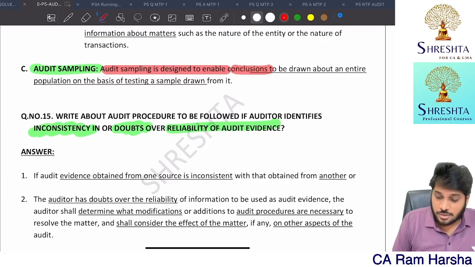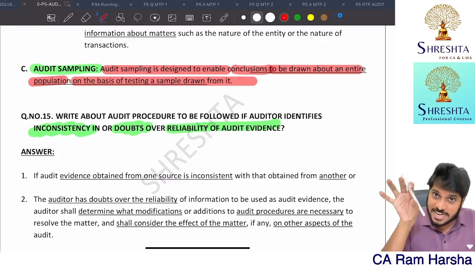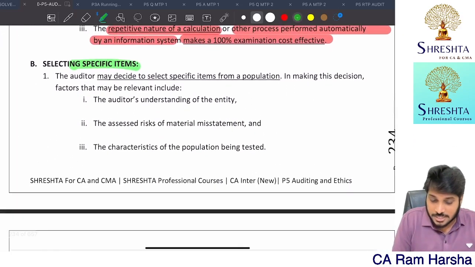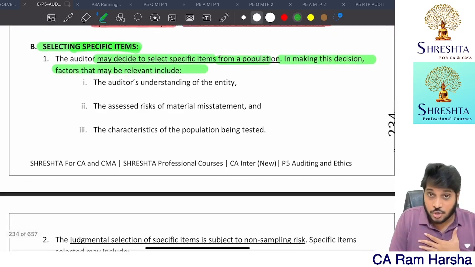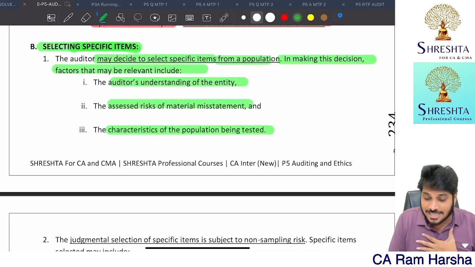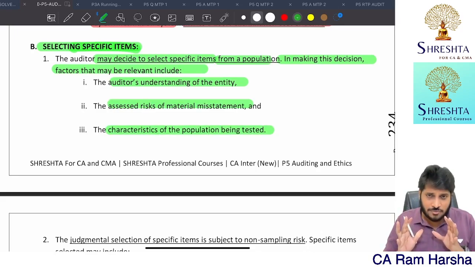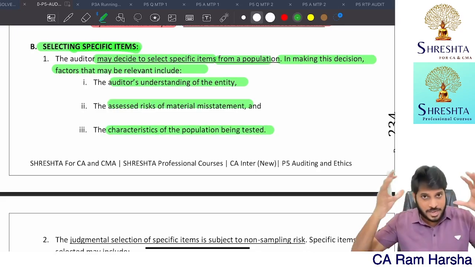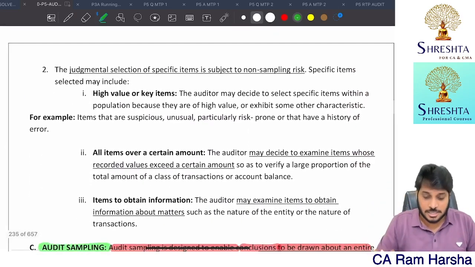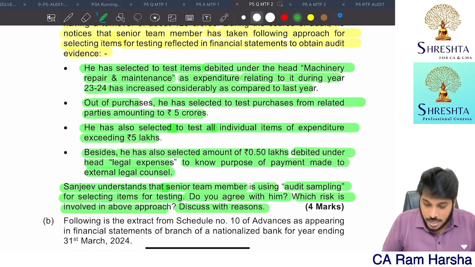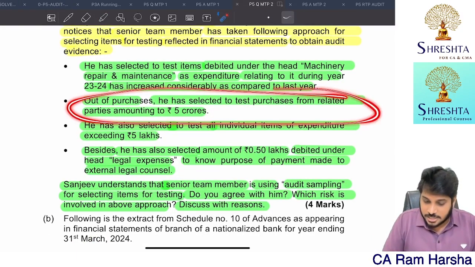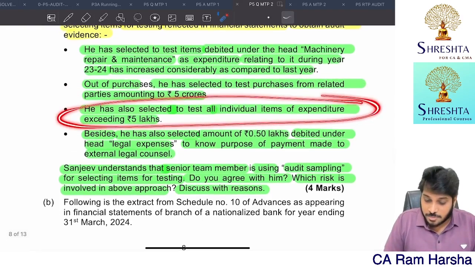Audit sampling is designed to enable conclusions to be drawn about the entire population on the basis of which a sample is drawn and tested. But the question which we have seen is asked on selecting specific items for testing. The auditor may decide to select specific items from a population. In making this selection, he uses understanding of the entity, assessed risk of material misstatement, and characteristics of the population. So looking at the characteristics of the population and the risk involved, based upon understanding, he may sometimes do selective testing. How does he select? He may select only high value items. In this particular MTP, he has selected a related party transaction where the amount is 5 crore, or he has selected items of expenditure exceeding 5 lakh.